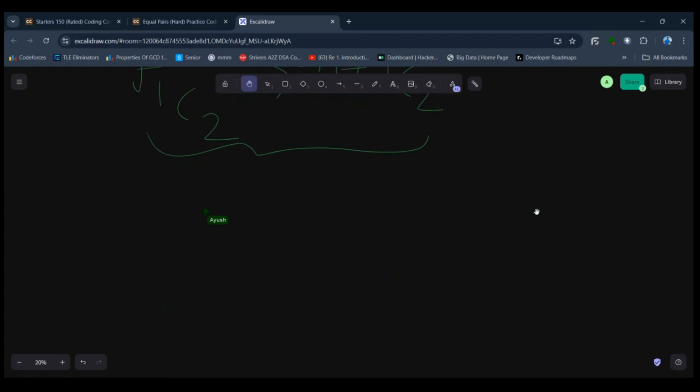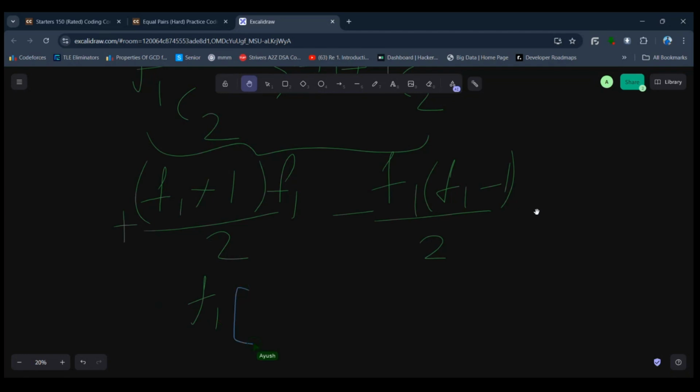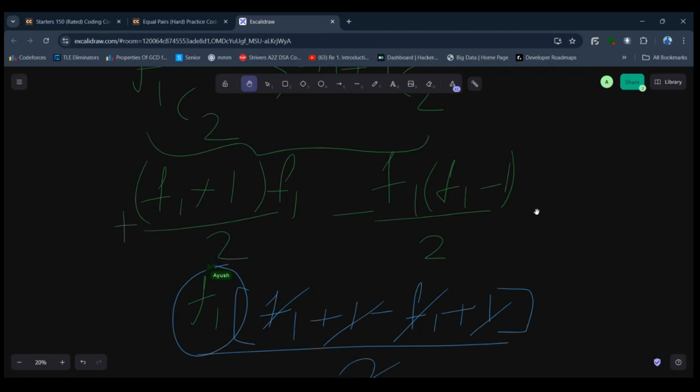So if I expand this, what I conclude is that f1 plus 1 C2 is as good as f1 plus 1 into f1 divided by 2. I am going to add this and subtract f1 C2, that is f1 into f1 minus 1 divided by 2. Since the denominator is common, we can take f1 common from both. I'll be left with f1 plus 1 minus f1 minus 1. f1 plus 1 minus f1 and minus 1 would obviously become plus 1. f1 and f1 get cancelled, and the whole thing is divided by 2. Plus 1 becomes 2 and these also get cancelled. So ultimately I'm left with f1 only, right?